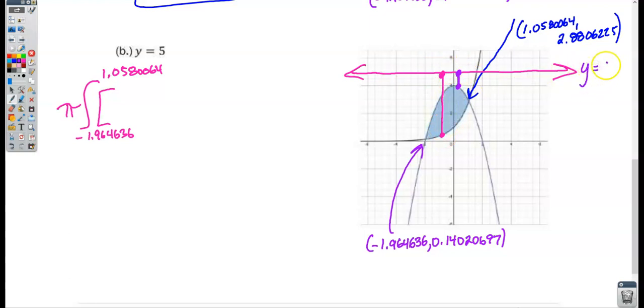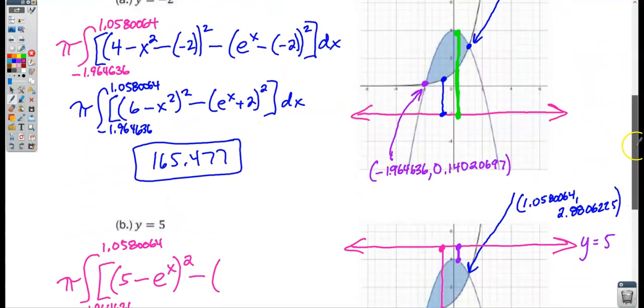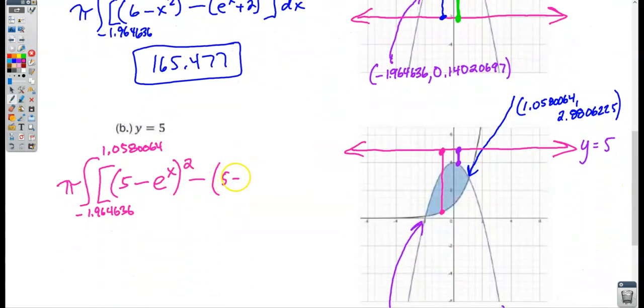This line, y equals 5, the axis of rotation, is above the region. And so to find this length right here, I'm going to take the bigger, which is 5, minus the equation for this curve, which is e to the x. So that's my outer radius. And my inner radius is going to be 5 minus the parabola. What's the equation of the parabola again? 4 minus x squared. So it's going to be 5 minus the quantity 4 minus x squared, all of that squared with respect to x.